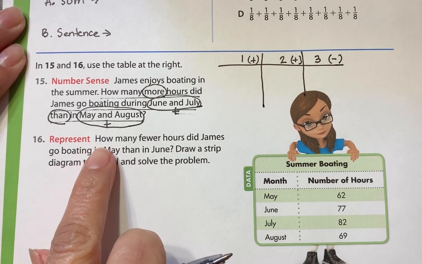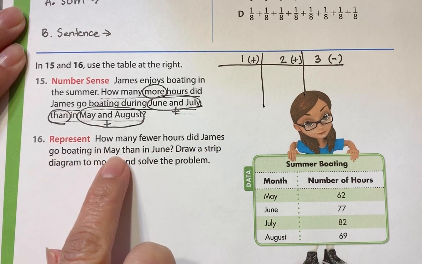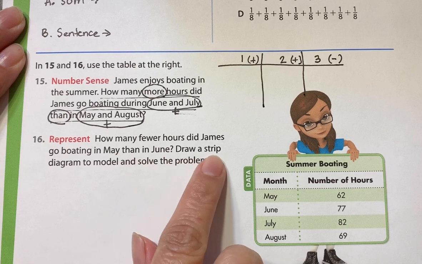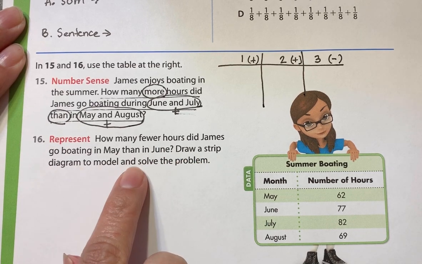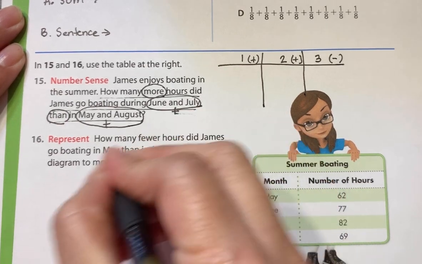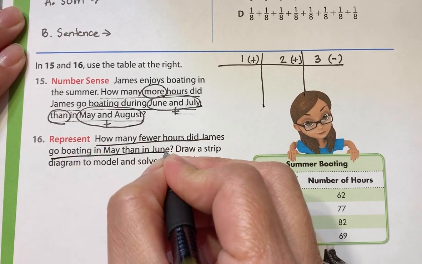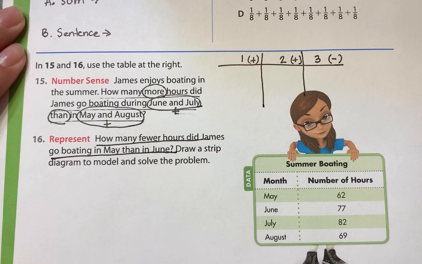Now, the next one says, how many fewer hours did James go boating in May than in June? Draw a strip diagram to model and solve the problem. So this one wants 2 things. They want an answer for your math problem, and then they want you to draw strip diagrams. So don't forget the 2 parts that you have to do. Now, here's the question that they're asking. And again, there's no numbers here because they want you to get the numbers from this table.